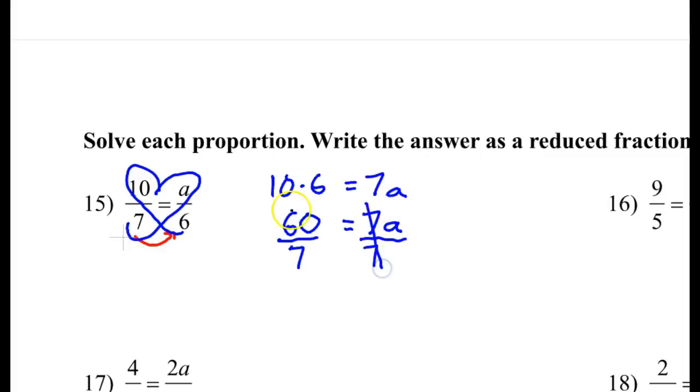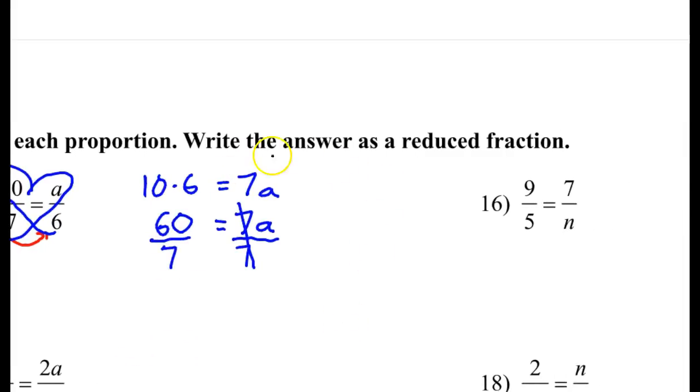So when we do this, 60 divided by 7, that's our answer. A is what's left. So our answer is 60 over 7. But let's read the directions just to make sure. Write the answer as a reduced fraction. Did we reduce the fraction? It's fully reduced, 60 over 7.